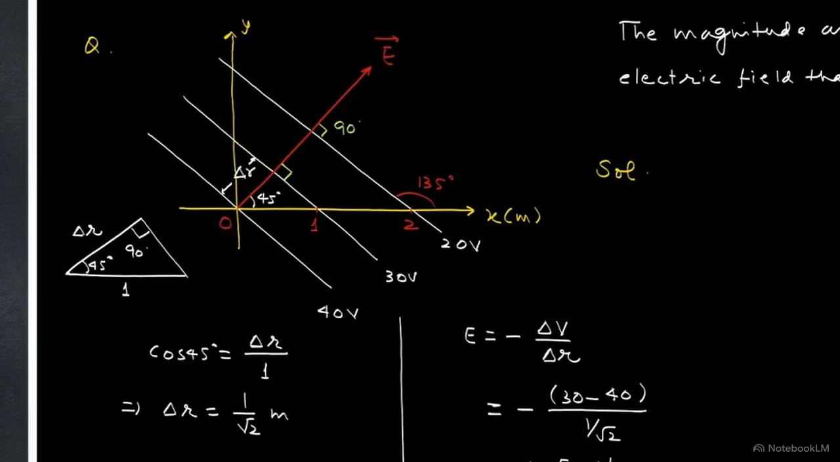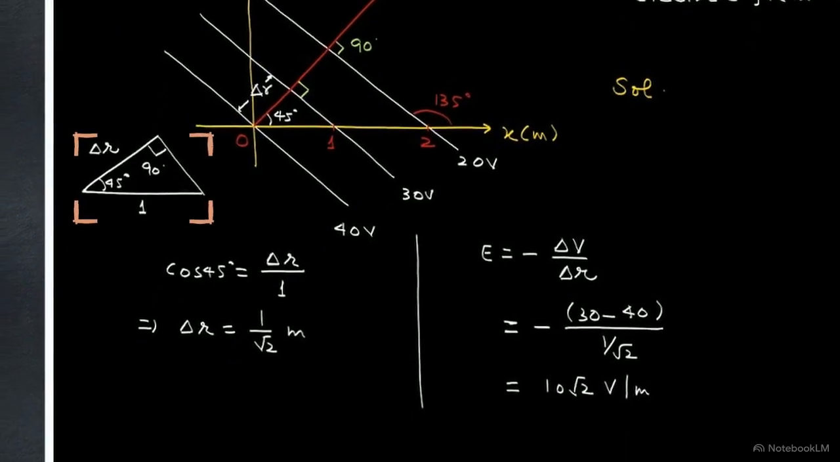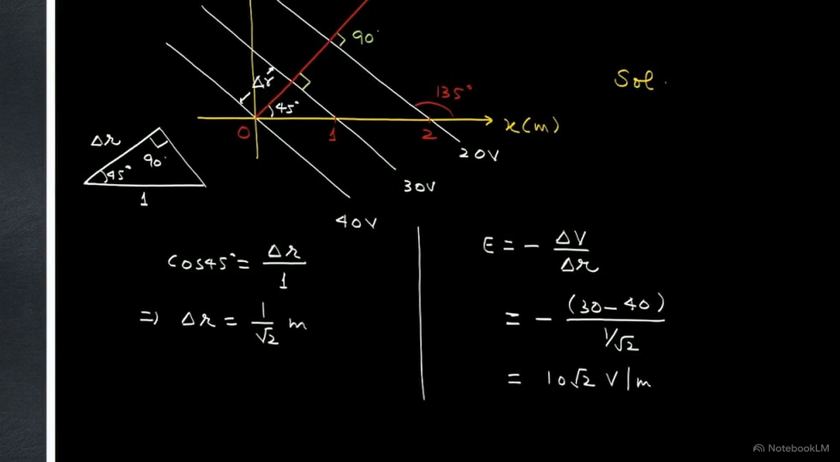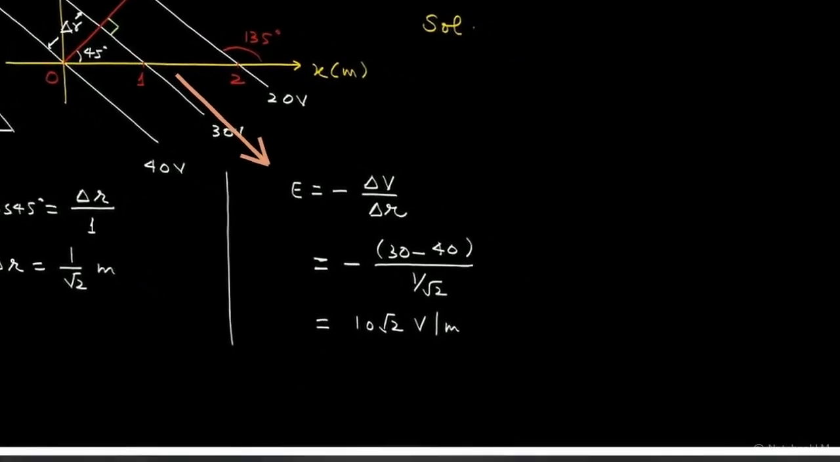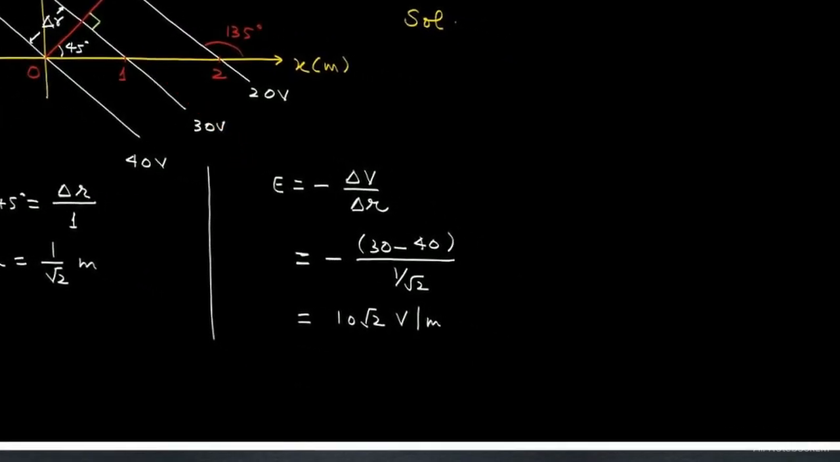Using the provided 45-degree angle, we pull out a tiny geometric triangle to calculate the true distance as 1 over root 2. We plug that true distance into our basic gradient equation, change in voltage over change in distance. A 10-volt drop divided by our geometric gap gives a final electric field magnitude of 10 root 2 volts per meter.